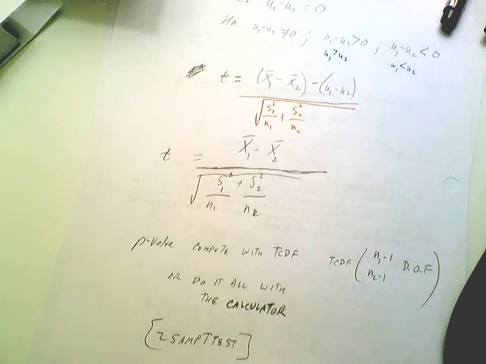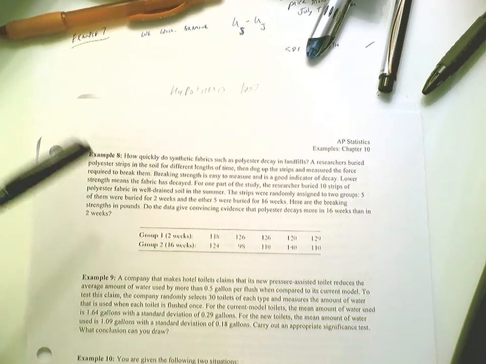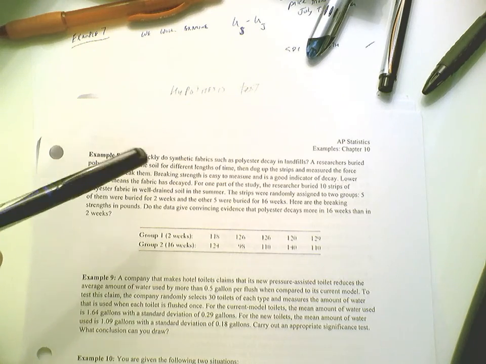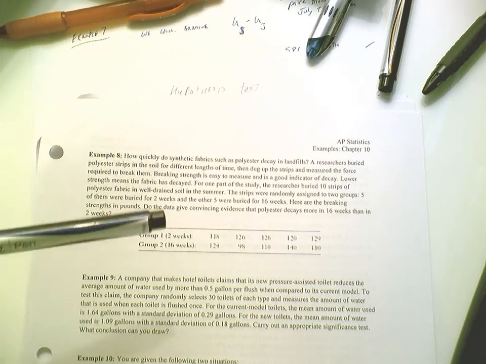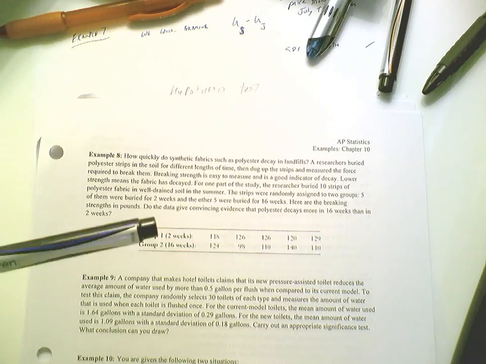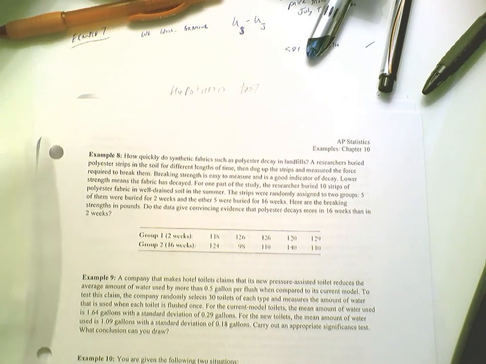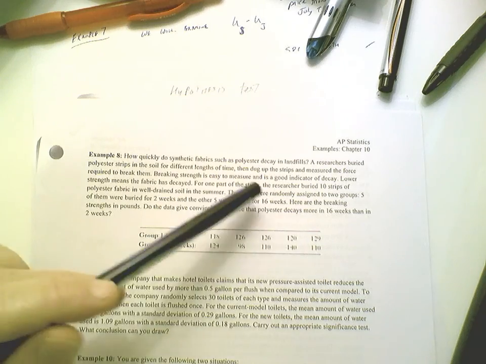So, all that preamble done, we're going to talk about example number 8. How quickly do synthetic fabrics such as polyester decay in landfills? This is one of the check your understanding problems in the book. It's a good one to work through, just because it wasn't actually worked out in the textbook, so you'll have other examples to study from. What's looked at here is this thing called breaking strength.